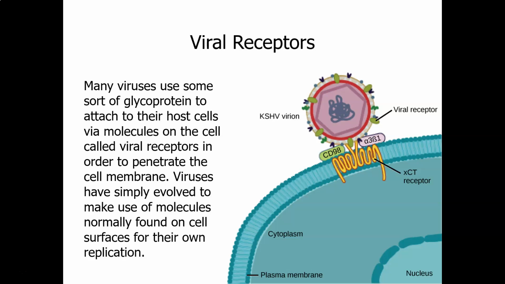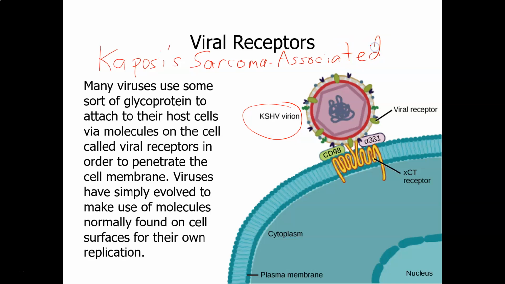Now, a virus has to attach to a host cell in order to begin the process of tricking the host cell into creating new viruses. This particular illustration is KSHV virion, which is a single virus particle. Hopefully I can remember, it stands for Kaposi's sarcoma associated herpes virus.